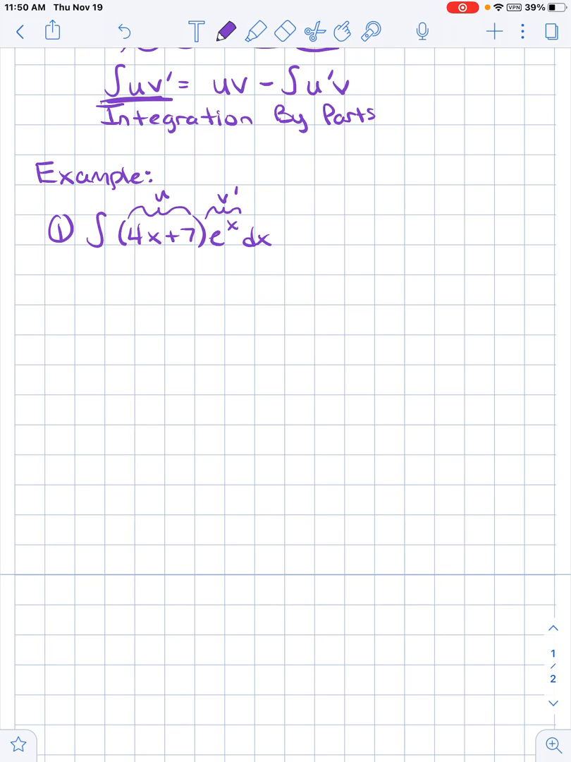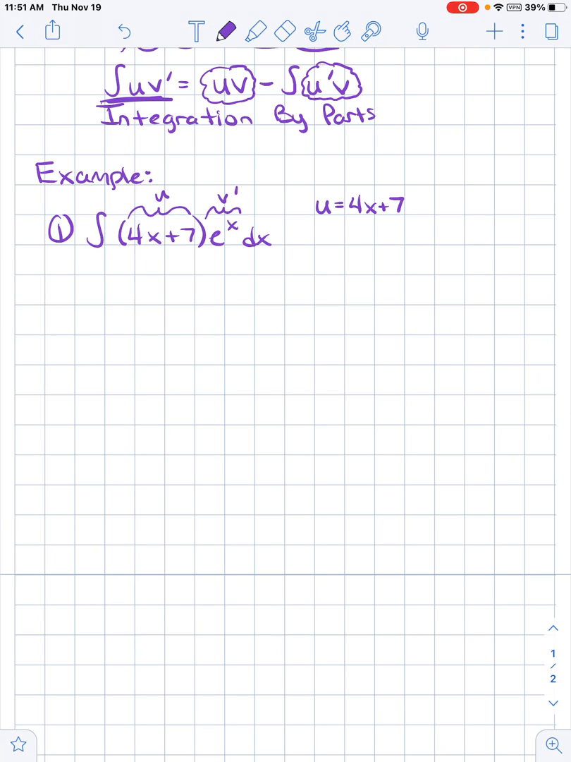In order to find the antiderivative then, we're going to need to figure out what u is and what v is, and we also need to know what is u prime and v prime. So let's do a little bit of math over here on the side. I just assigned u to be 4x plus 7, and you'll see in a moment why that's going to be a convenient value to choose.